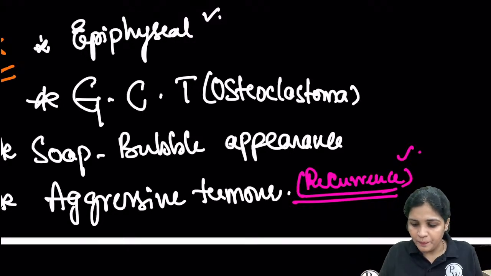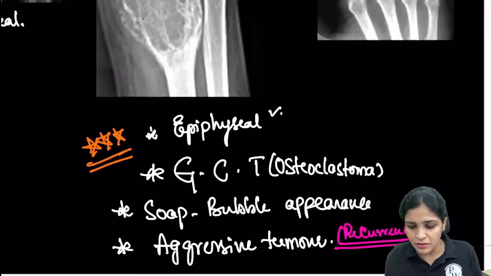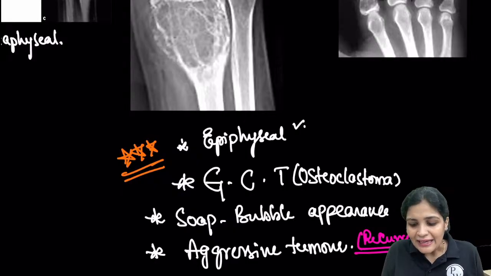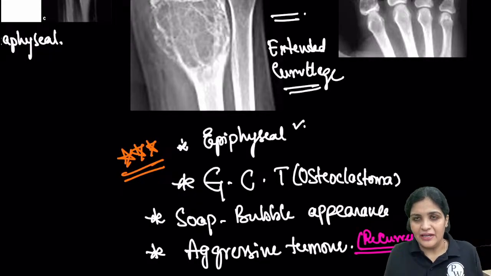So what do you do? Just curettage will not be sufficient for such an aggressive tumor. What are we going to do? We are going to do extended curettage. Very good. The treatment is extended curettage. You have to remember this, extended curettage. So what do we mean by extended curettage?